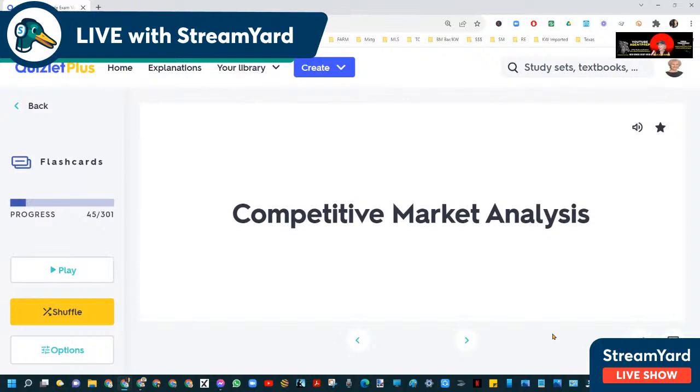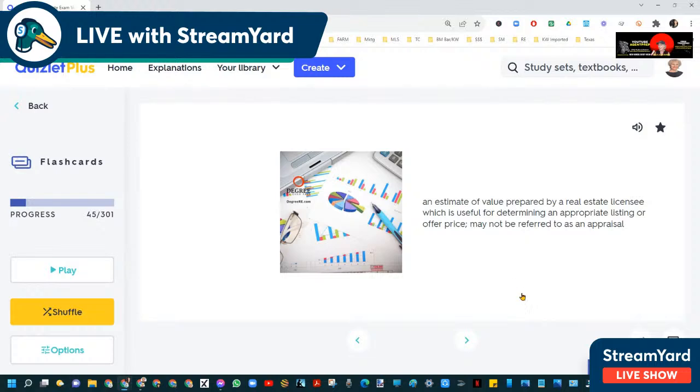Competitive market analysis. No, it said not appraiser. Okay? Remember to read the question carefully. It says may not be referred to as an appraisal. So it's not an appraiser. An estimate. So the estimate is a document, right? Of value prepared by a real estate licensee.